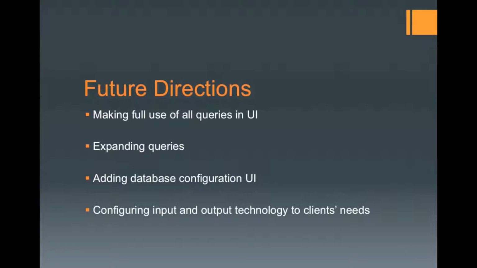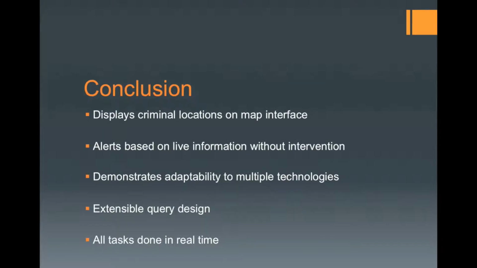Possible future work includes creating more queries to detect new alerts, as well as a configuration user interface, in which a dispatcher can add, remove, and modify offenders, users, and locations. In conclusion, the CriminalTracker demonstrates data stream processing of GPS traces to detect alerts using multiple technologies to display the alerts and traces on a map interface, all in real time.